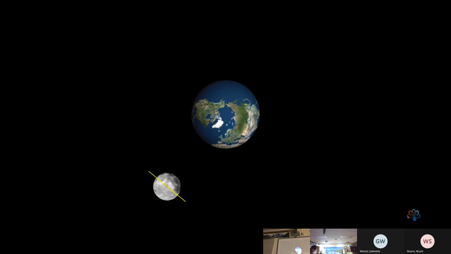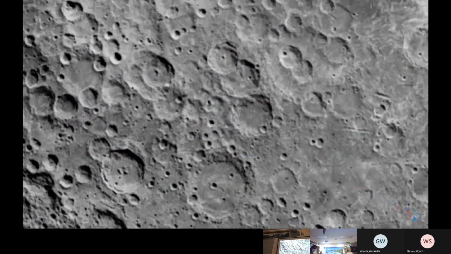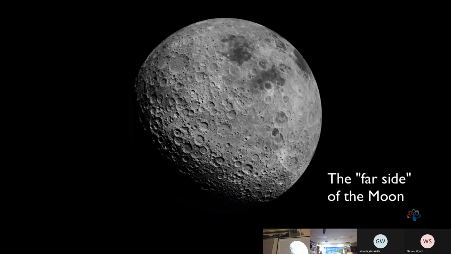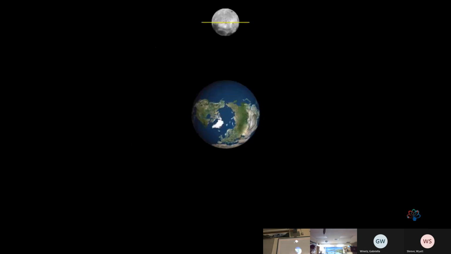Actually, the first time we ever saw the far side was from photographs sent by a Russian lunar spacecraft in 1959. But no human ever saw the far side directly until the Apollo 8 mission in 1968. It doesn't have as many maria as the near side. Why don't we, here on Earth, ever see the far side?